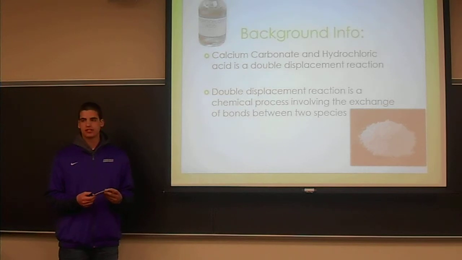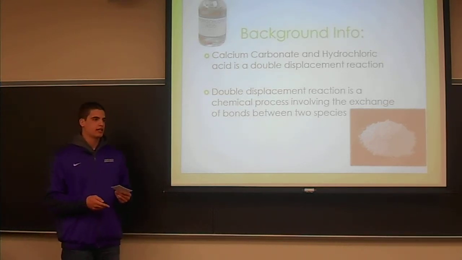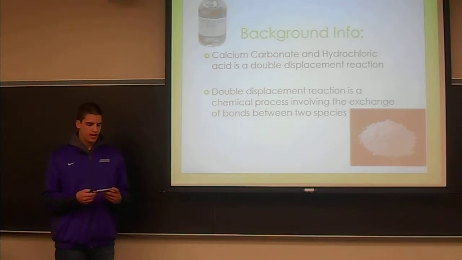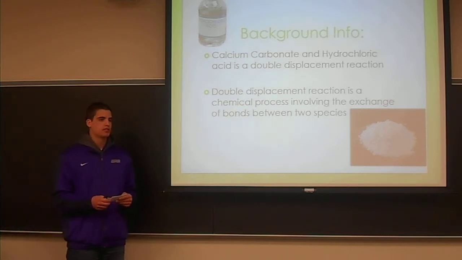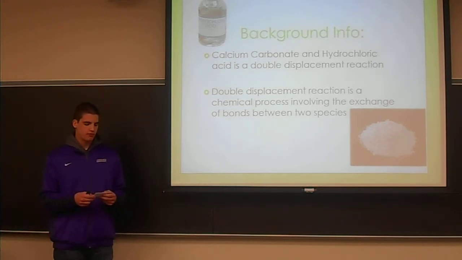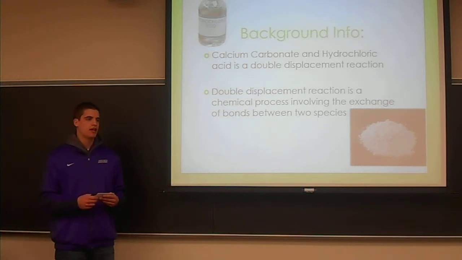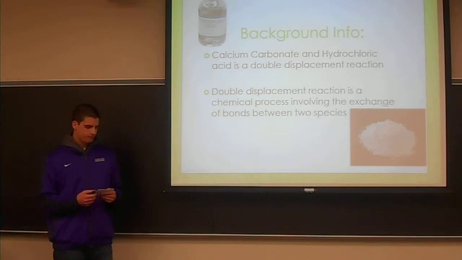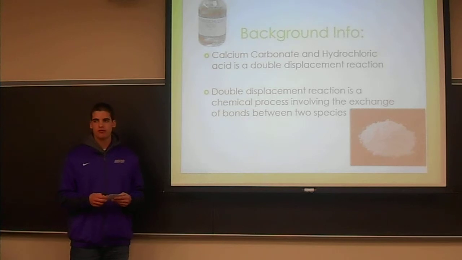Double displacement reactions are a chemical process involving the exchange of bonds between two reacting chemical species. Double displacement reactions result in the creation of products with similar or identical bonding affiliations. In double displacement reactions, a positive ion of one compound is exchanged with one positive ion of another compound. It can either be ionic or covalent, and these reactions can result in the precipitation of one product.